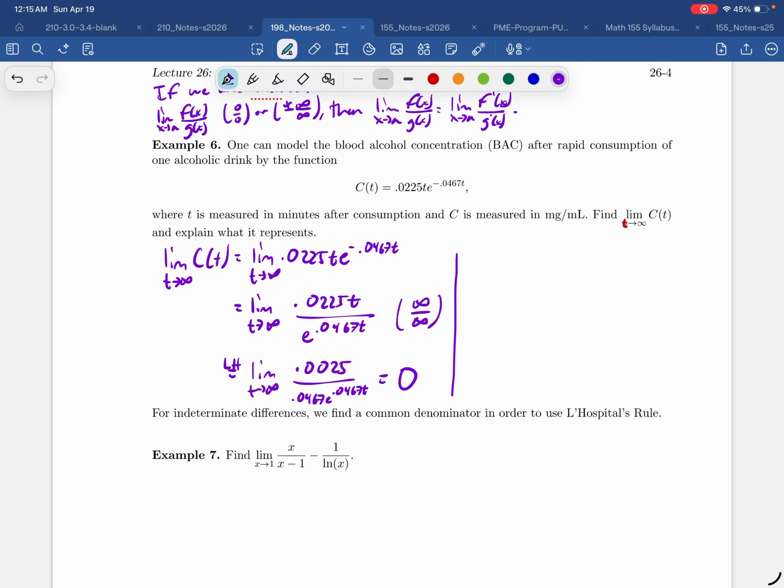Now, what does this limit mean? What does this limit mean? I want you to write a sentence about what it means, and I want to ask you about it in class. Okay? So try it. Write a sentence right there.